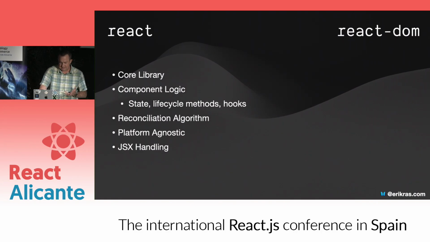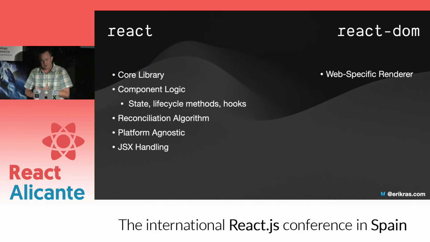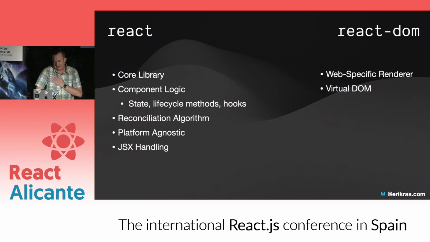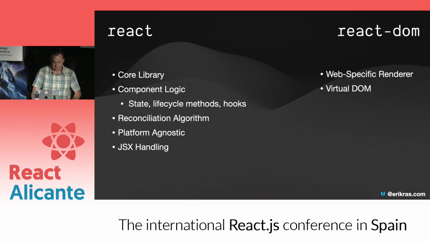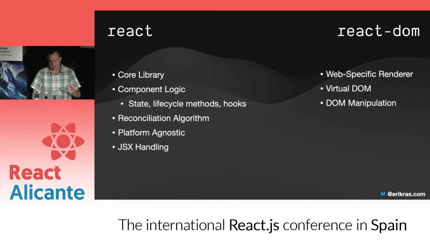React DOM, on the other hand, is the web-specific renderer. It renders React components to the actual browser DOM. And it also contains a virtual DOM, so it doesn't actually render directly to the DOM. It first renders to a representation of the DOM in memory, and then does a diffing algorithm to determine what actually to render, because the DOM is super slow. And it does all of that DOM manipulation of mounting and unmounting components in the DOM.